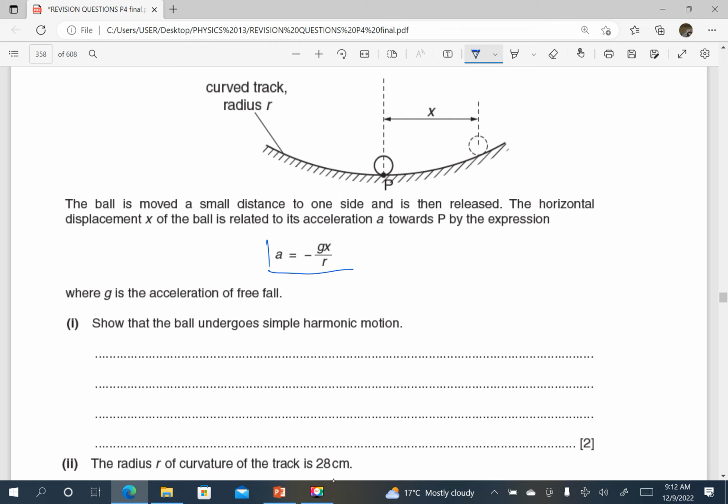There is no calculation here. You just look at the equation a is equal to negative gx over r. You will notice that g is the acceleration of free fall, which is a constant, and r is the radius, which is also a constant. So g over r is a constant, so acceleration is directly proportional to displacement.